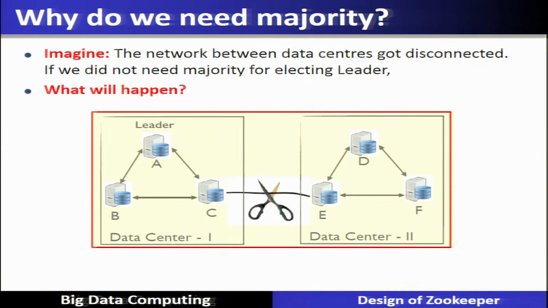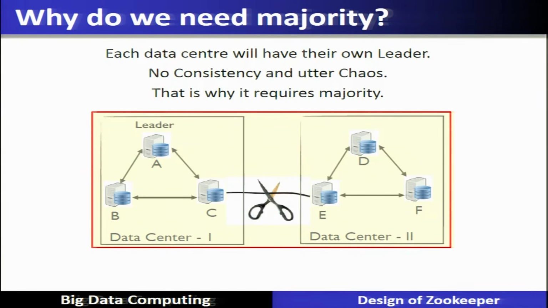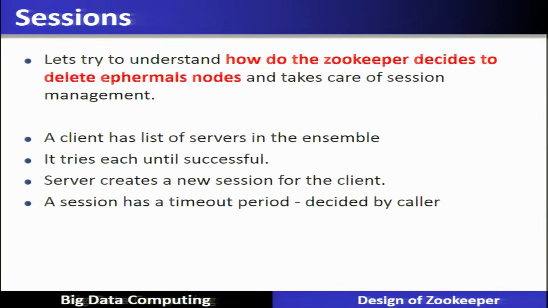Now, if we did not need a majority for electing the leader, then every data center would elect one leader, and therefore, in this scenario there would be 2 leaders appointed, and that would be a violation of leader election. There cannot be 2 leaders at the same point of time. Hence, the majority is required to avoid this kind of scenario. Now, we will see about the sessions which are maintained in Zookeeper.